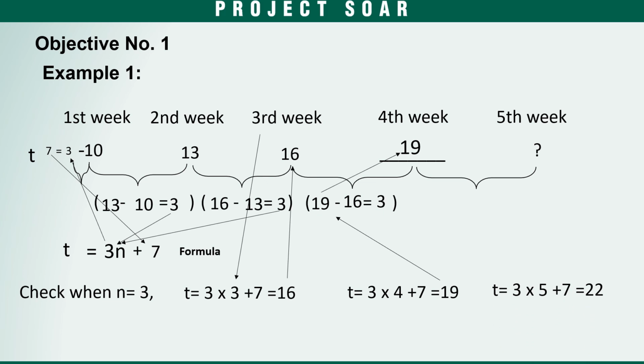How about the fifth week? The fifth week, t is equal to 3 times 5 plus 7, which is equal to 22. So let us find out. 22 minus 19 is equal to 3. Correct, it's 22. So therefore, Ricky jogged 22 minutes a day on the fifth week. That means we found the nth term.